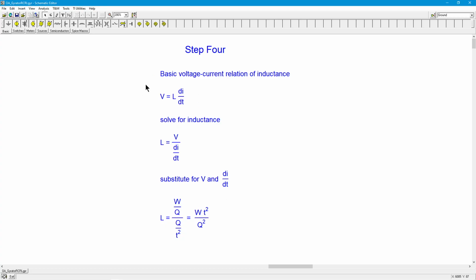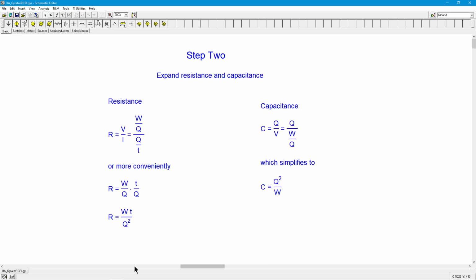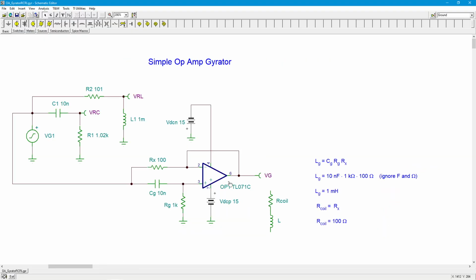We just take this operational expression, and we run through the equation we had for the gyrator, we get the same result. Consequently, we know the units work. We go all the way back, and we can say, yes, this equation, if you're putting farads here and ohms here, will in fact work out to henries.